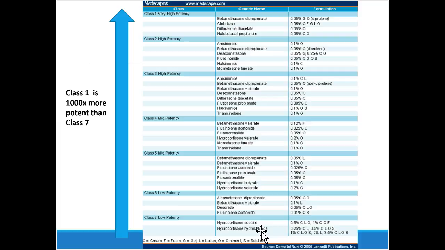One thing I will point out is you'll notice sometimes things can move potencies depending on the vehicle they're in. So let's find an example here. Oh, here's one. Betamethasone as a cream versus betamethasone as an ointment.